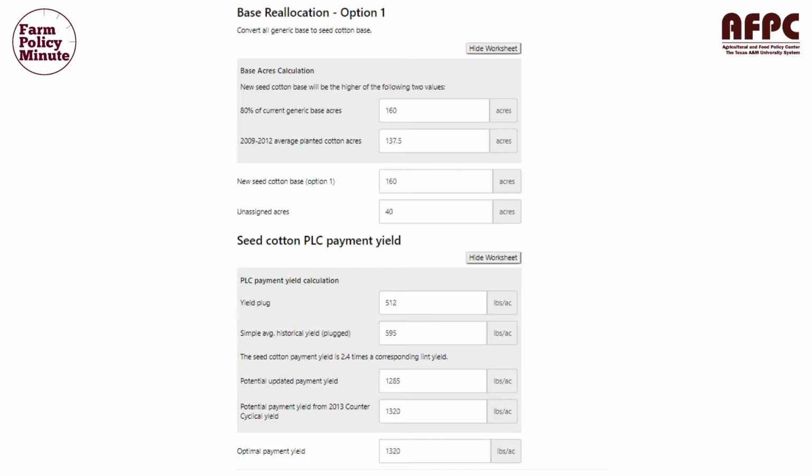Under the payment yield portion of this sheet, you put in 5 years of yields. The simple average of that was 595. If there was any yield below that, you can use the yield plug, which in this case is 512 for Brazos County. Those numbers are then multiplied by 2.4, so the potential updated yield could be 1285 versus the old. If you use the old yield, it would be 1320.